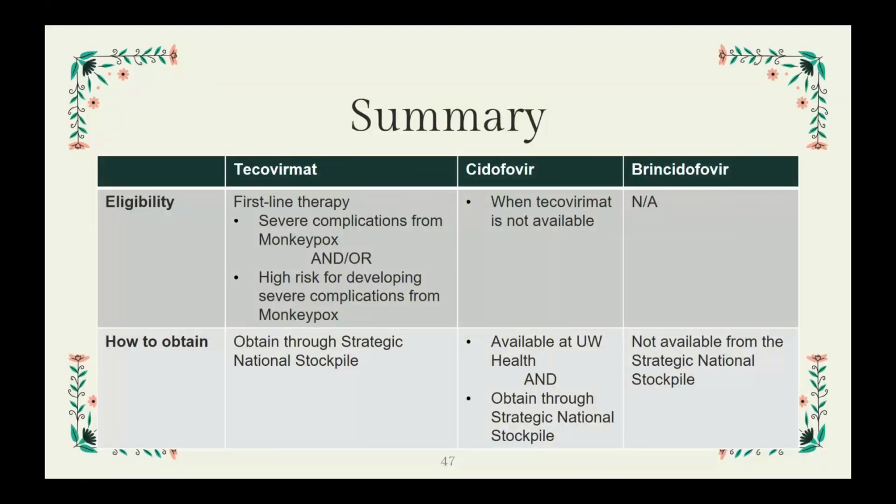So that was a lot of information. So let's just summarize all of this in a nice little table. Tecovirimat is essentially first-line therapy for treatment for patients with severe complications or at risk for developing severe complications from monkeypox. It's currently only obtainable if provided by the CDC. PRC and/or the provider must reach out to the national stockpile to obtain the medication. Cidofovir is used only when tecovirimat is not available. It's currently used for CMV and is available at UW. It's also available through the national stockpile if not available at UW. Brincidofovir, as great a medication as it is, is not available through the national stockpile yet. The CDC is currently developing an extended access IND approval through the FDA.